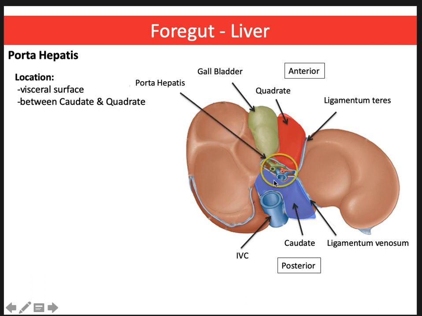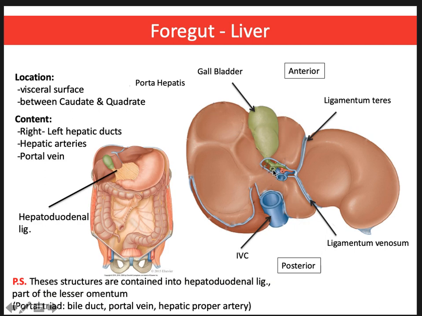When you look at the porta hepatis here, between the quadrate and the caudate lobes, you can notice three structures: your hepatic arteries, your portal vein, which drains the entire GI blood to get filtered by the liver, and your right and left hepatic ducts, which are part of the hepatobiliary tree. These structures are contained in the hepatoduodenal ligament, which is the thick part of the lesser omentum that anchors this part of the liver to the duodenum.